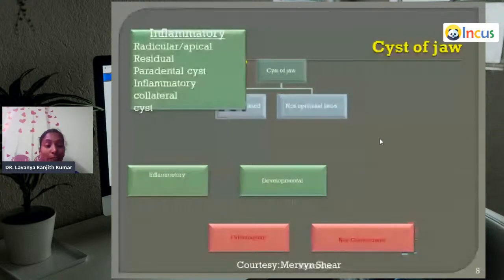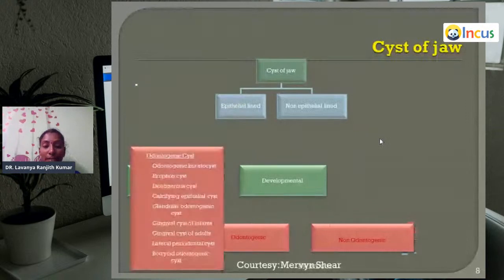In the case of an inflammatory process, the cyst is related to inflammation, so the pathogenesis of the cyst has an inflammatory background. So it will be radicular cyst or apical cyst, residual cyst, paradental cyst, inflammatory collateral cyst. And the developmental ones are odontogenic.